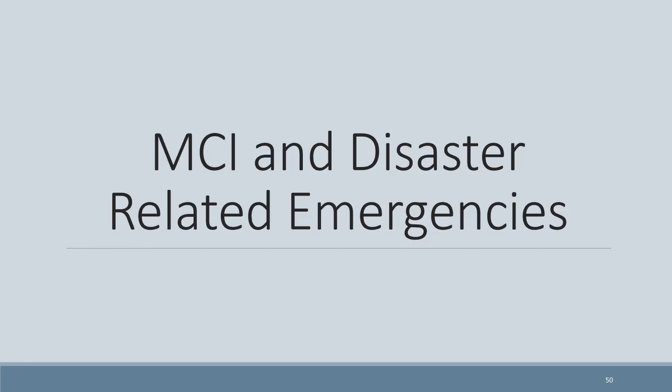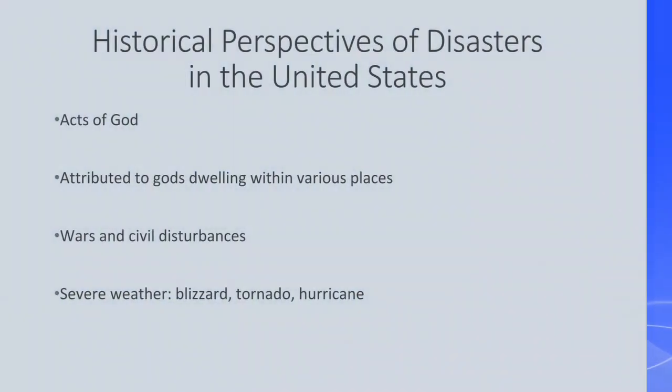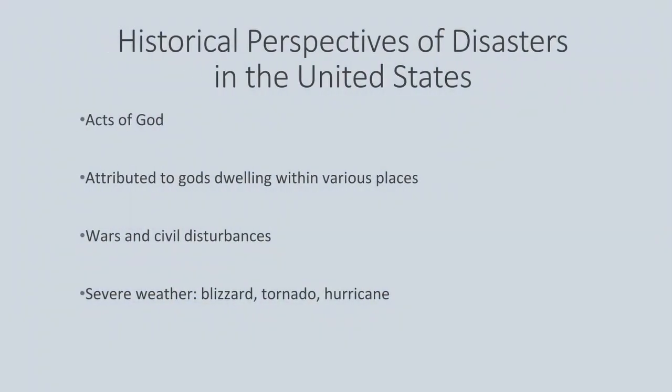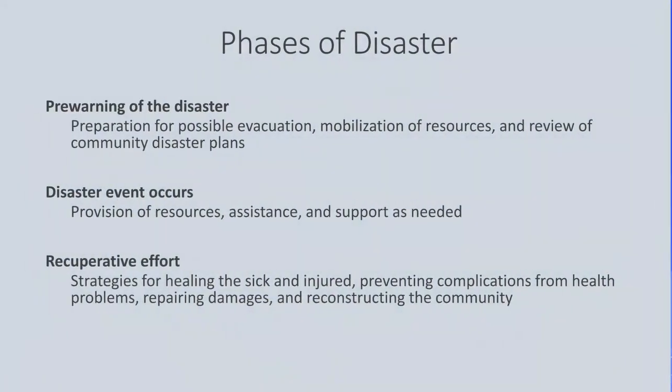Now we're going to talk about mass casualty incidents and disaster-related emergencies. There's a historical perspective of disasters in the United States that they could be acts of God or attributed to God's dwelling within various places. They could be caused by wars and civil disturbances or by severe weather like blizzards, tornadoes, and hurricanes.